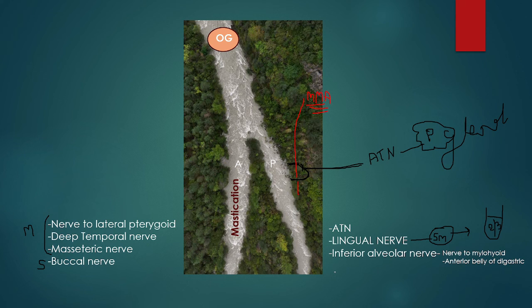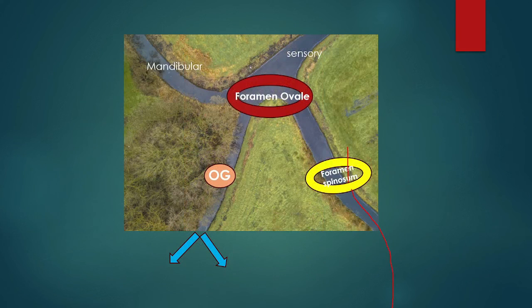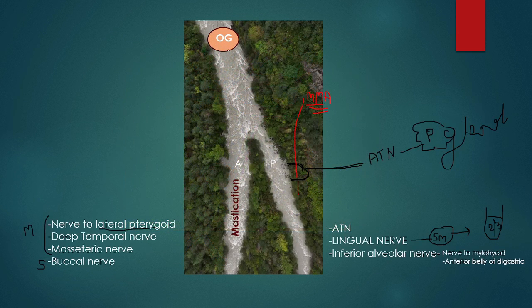Now next is the inferior alveolar nerve, which gives two branches, that is the nerve to mylohyoid and the anterior belly of digastric. Simple. Now I will really appreciate it if you were thinking about this: if the anterior part of this mandibular nerve is supplying the lateral pterygoid, then which nerve is supplying the medial pterygoid? So we discussed previously that this mandibular nerve, after passing through the foramen ovale, relays its fibers to the otic ganglion, right? Now from this otic ganglion, this particular nerve gives a branch, the nerve to medial pterygoid.